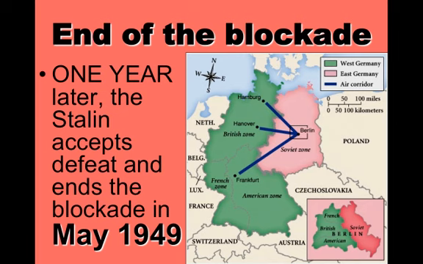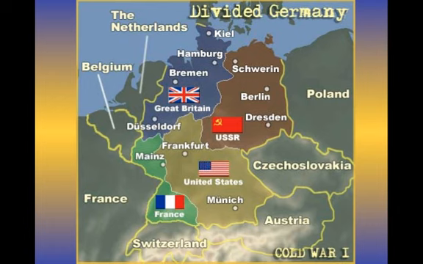And the two sides, the United States and the Soviet Union, were very close to the first armed conflict of the Cold War. Actual U.S.-Soviet troops engaged in fighting. And luckily, because of the actions of President Truman, that does not happen. Berlin will remain divided throughout the Cold War.